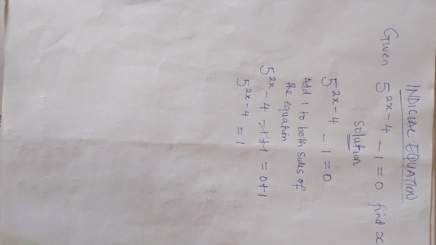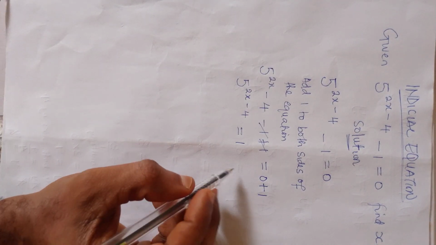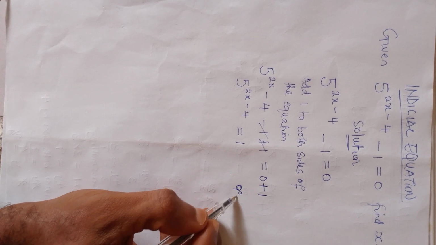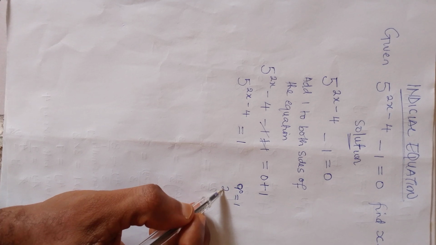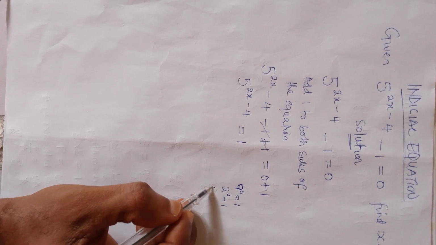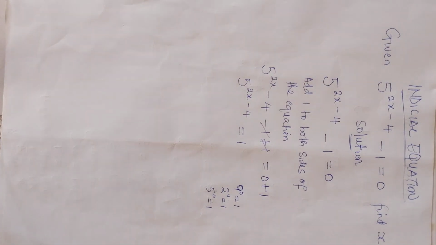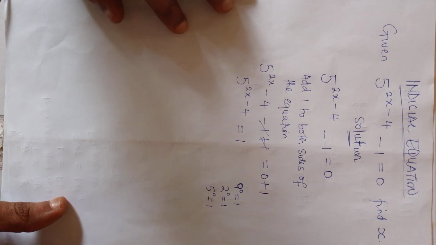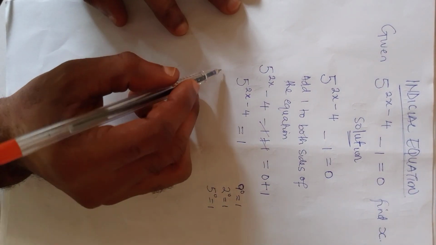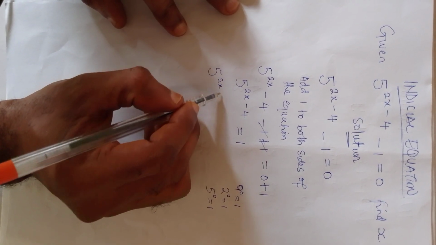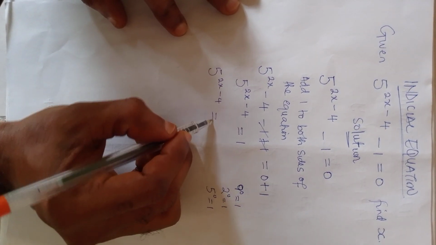And so we know that in indices, any number raised to the power of 0 is 1. So if we say a raised to the power 0, it is equal to 1. If we say 2 raised to the power 0 is equal to 1. If we say 5 raised to the power 0 equal to 1. So any number in indices raised to the power of 0 is 1. So we are going to apply that law here to solve this problem. So we are going to have 5 raised to the power 2x minus 4 equal to.